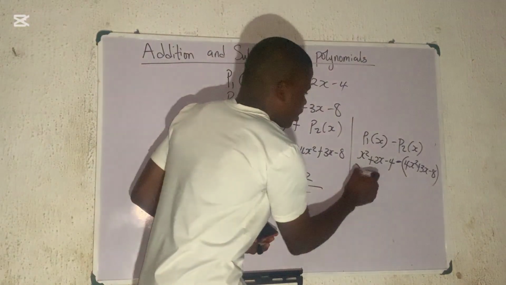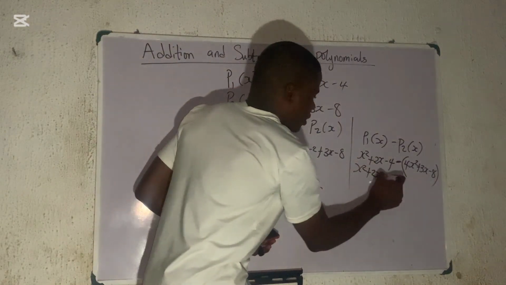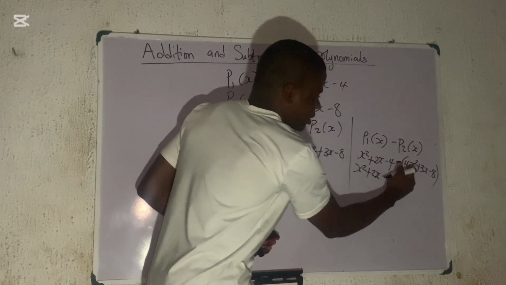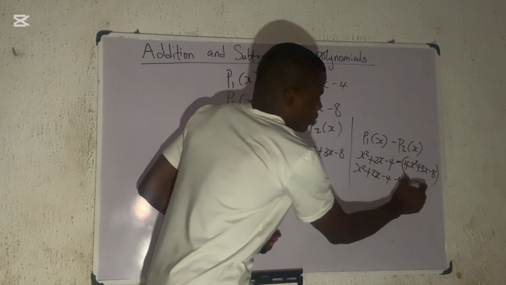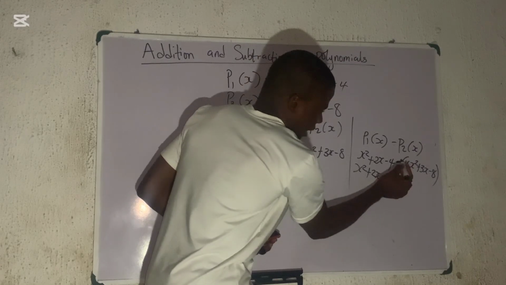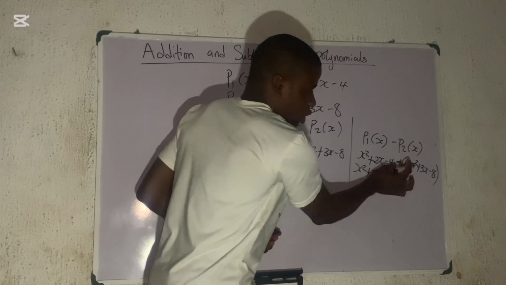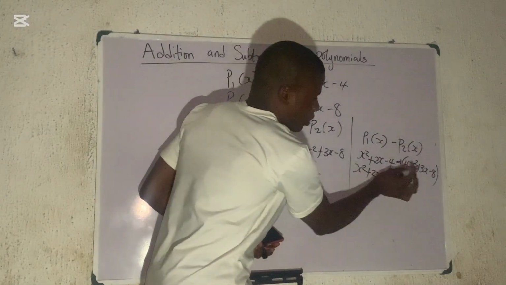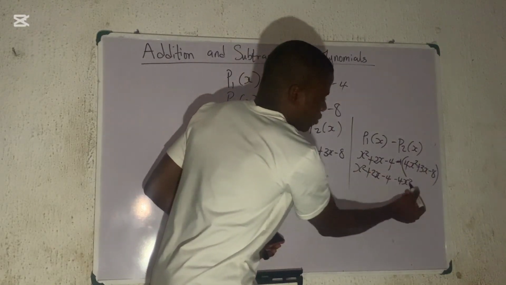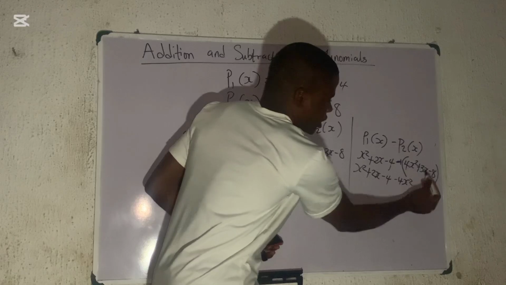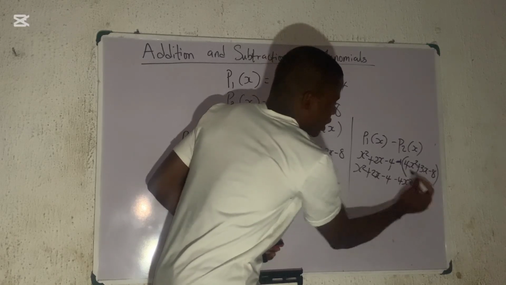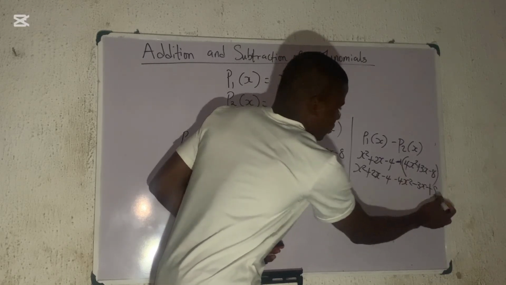So this would definitely be x squared plus 2x minus 4, then I open the bracket. Minus 1 is the number closer. Minus 1 times plus 4x squared is minus 4x squared. Minus 1 times plus 3x is minus 3x. Then minus 1 times minus 8, the answer is plus 8.